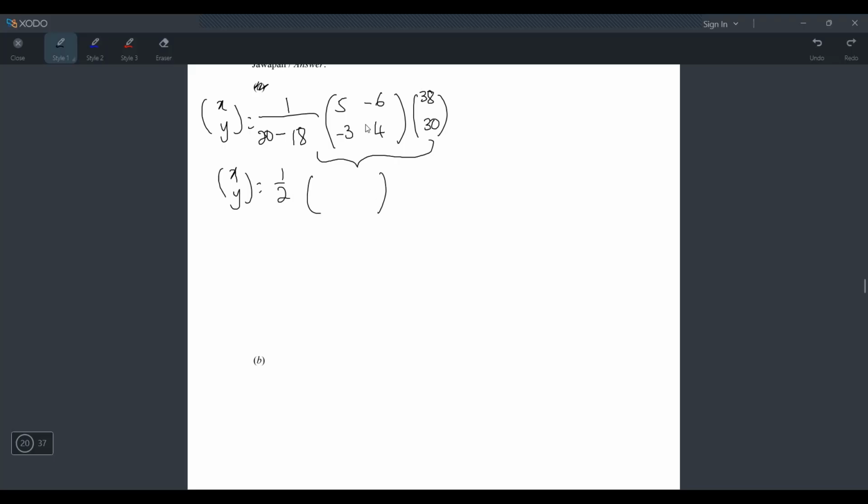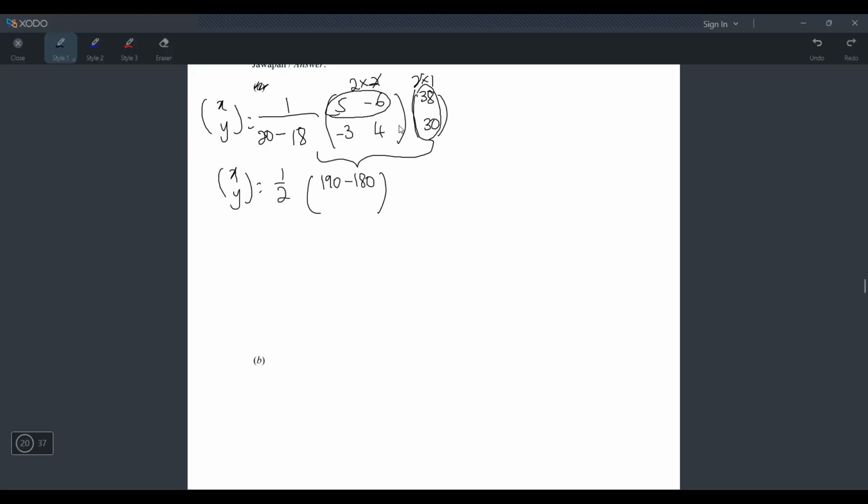So how do you darab? This is a 2-row 2-column matrix. This is 2-row 1-column. So when we cut, you will be left with 2-row 1-column. It means I will get one number here, one number here like this, right? So how to get the number atas here? The number atas here will be like this, horizontal darab vertical. You remember this? So it will be 5 times 38, -6 times 30 like this. So let's press 5 times 38 in our calculator. Okay, 190. And then -6 times 30 is -180.